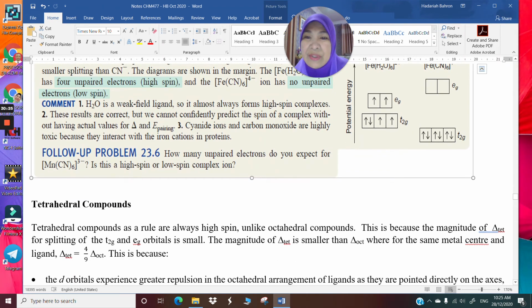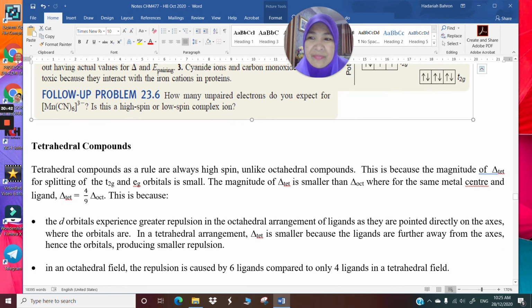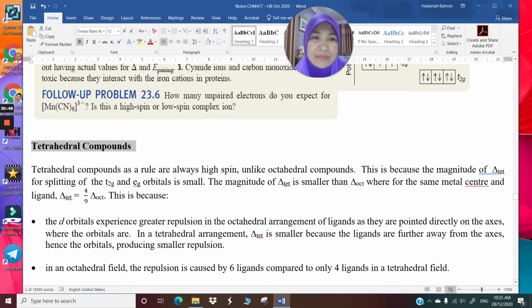Yeah. And you can try this follow-up problem. How many unpaired electrons do you expect for Fe(CN)6 3 minus? Is this high spin or low spin? So you can try that later yourself. So next, we are going to talk about tetrahedral compounds.